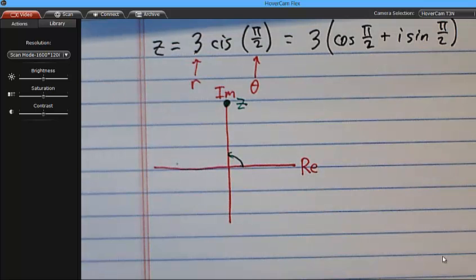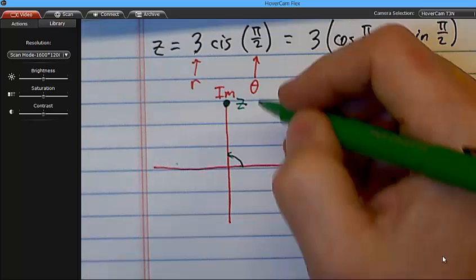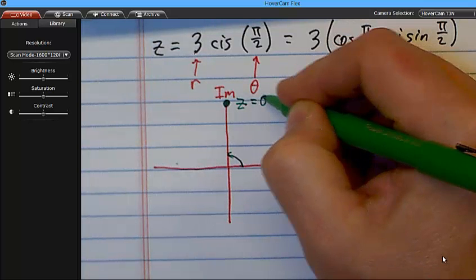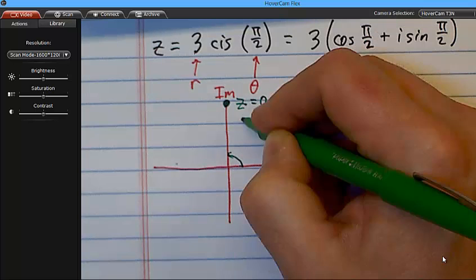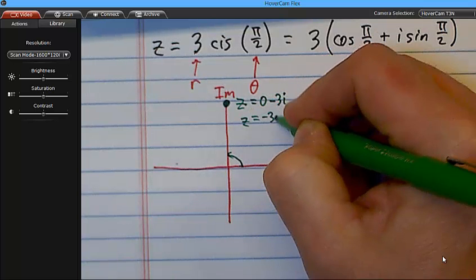That's my z. What I'd really like to do now is give its, well, really, it's x and y coordinates, right? So what do you think it's going to be? X is 0 and y is? So we would write 0 minus 3i. If you just want to write z as negative 3i, you got it.